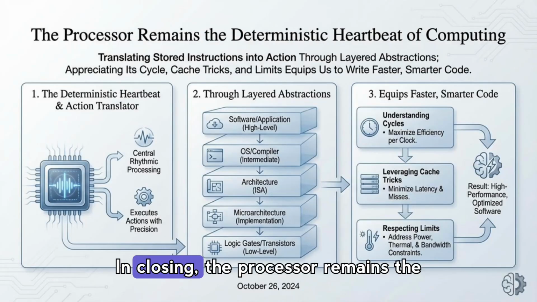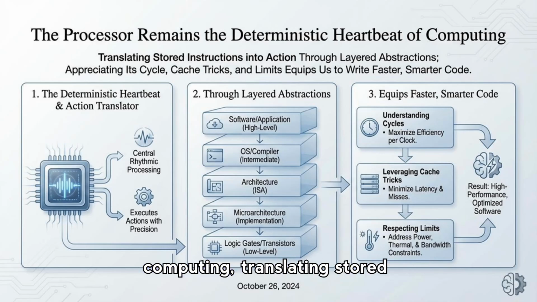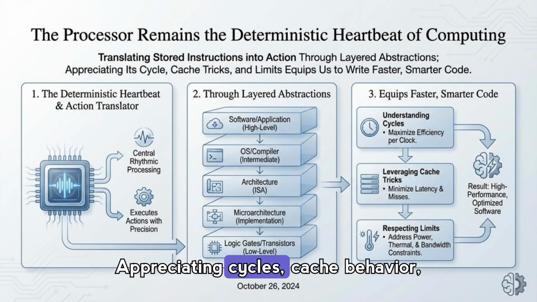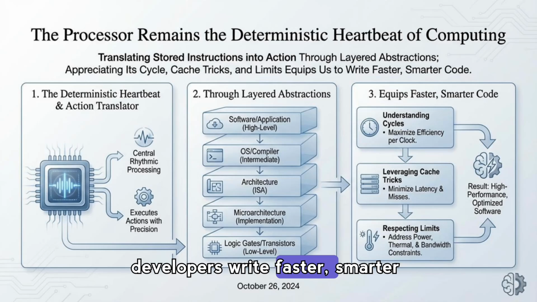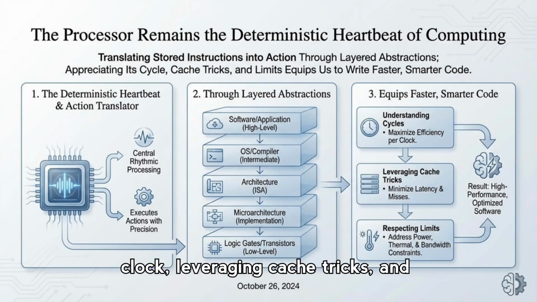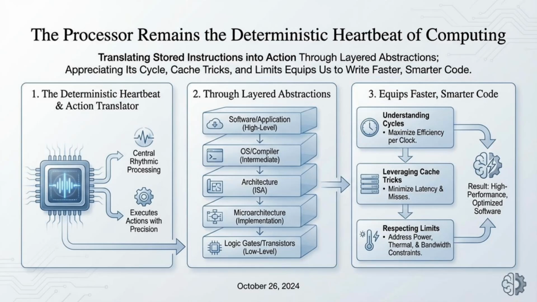CPUs. In closing, the processor remains the deterministic heartbeat of computing, translating stored instructions into precise action across layered abstractions. Appreciating cycles, cache behavior, microarchitecture, and limits helps developers write faster, smarter code by maximizing efficiency per clock, leveraging cache tricks, and respecting power, thermal, and bandwidth constraints for real-world performance gains.